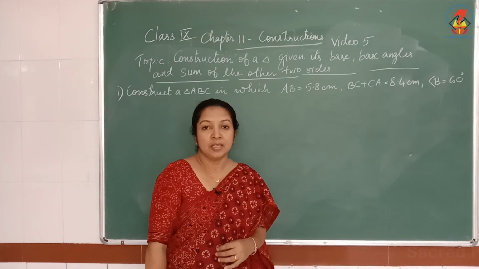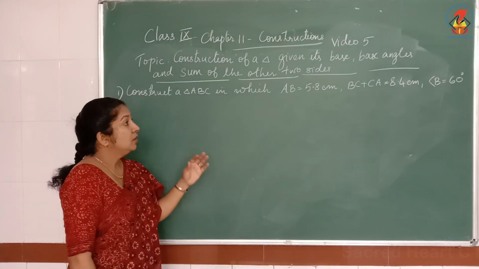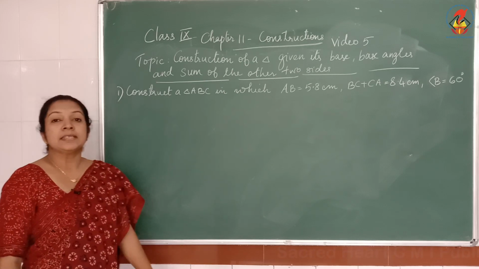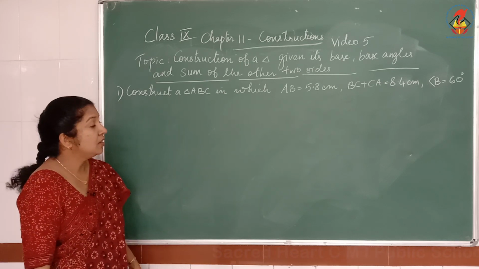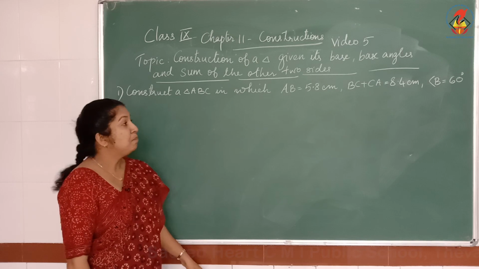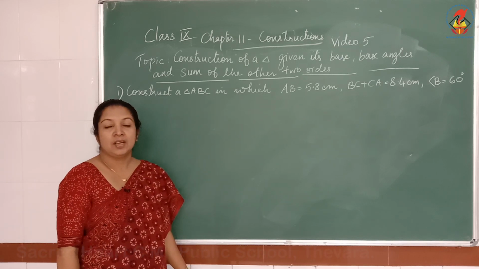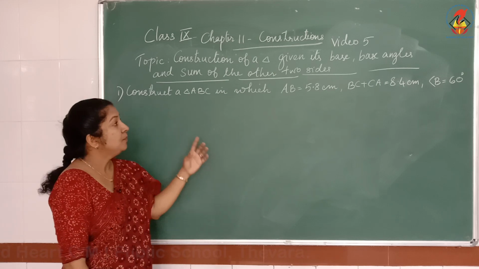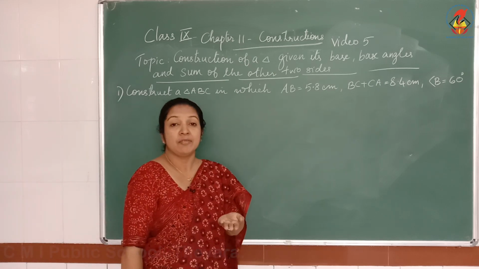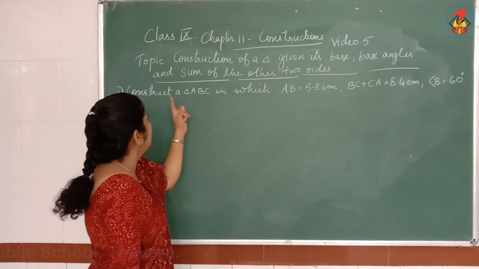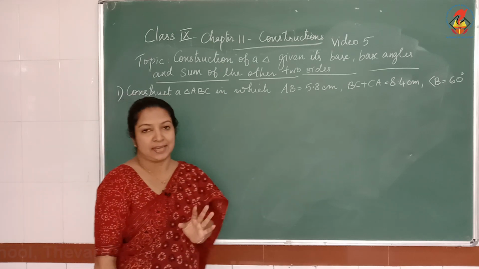Chapter 11 Constructions. Topic is construction of a triangle given its base, base angles and sum of the other two sides. We have to construct a triangle. What is given? Base is given, base angle is given and sum of the other two sides.